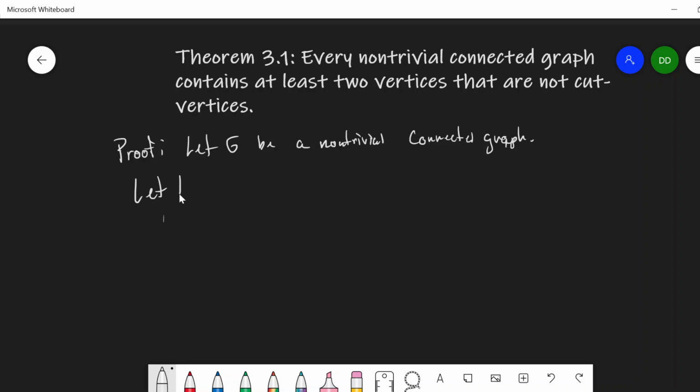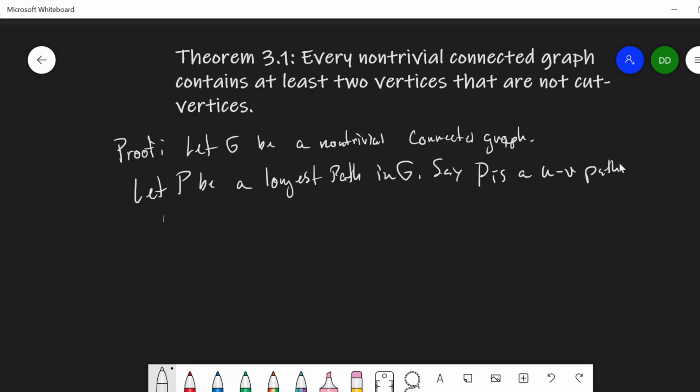So I'll let P be a longest path in G. And let's go ahead and come up with names for the end vertices of the path. Say P is a UV path in G. And my claim is that U and V are the vertices that are not cut vertices. So I'll say claim: U and V are not cut vertices. The idea is if they were a cut vertex, I'd be able to obtain a longer path.